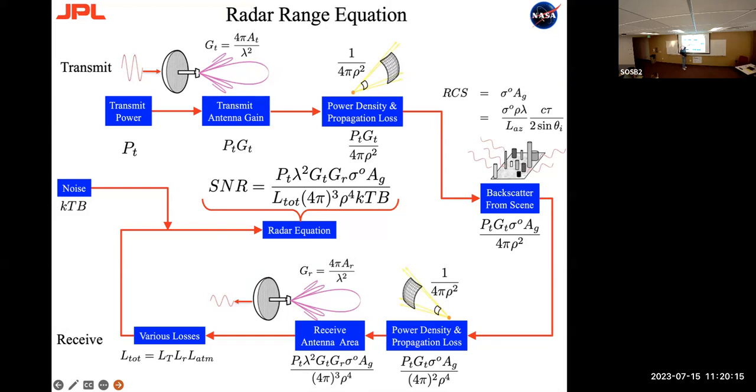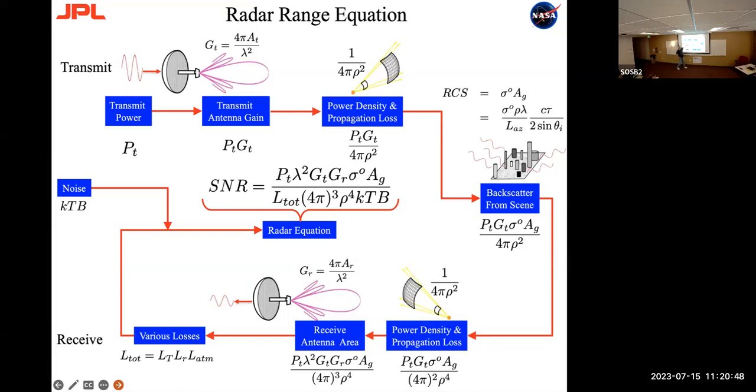So it's proportional to the transmit power, it's proportional to the antenna gains, it's proportional to the backscatter, and it's inversely proportional to the losses and the range to the fourth power. Very important. And then of course, the amount of noise, which is proportional to the system temperature and the bandwidth. So if I want to increase the SNR, I have a limited range of things that I can do.